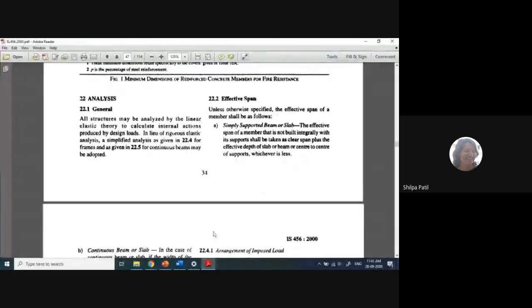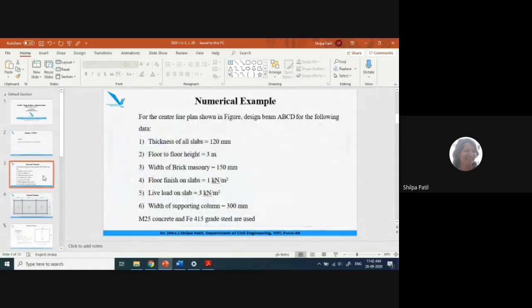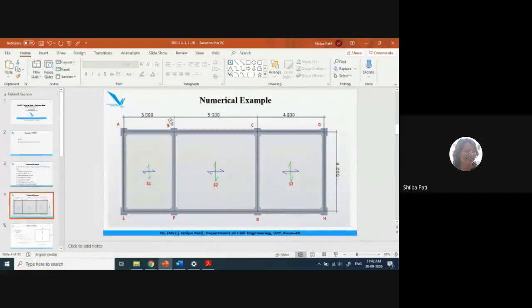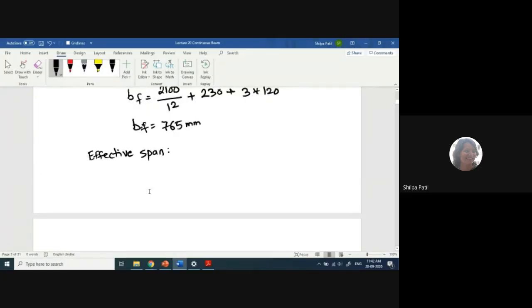Now, this diagram is actually a center line plan. If I go back to the problem description here, this is the center line plan. So whatever distances are given here are the center to center distances directly. Okay, so write down now the effective span for all the spans. L effective is taken as L center to center.